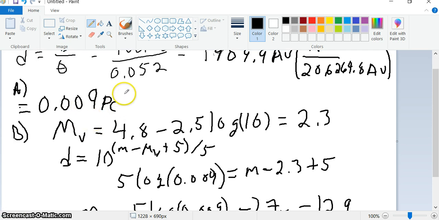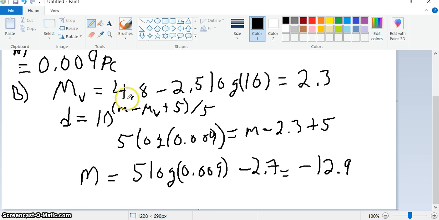I'm going to finish this one up quickly. So we figured out the distance would be 0.009 parsec, and then they say figure out the apparent magnitude. So we have to figure out the absolute magnitude: the absolute magnitude of the sun minus 2.5 times the log of 10, because it turned out to be 10 times. When you do all this, you get an apparent magnitude of negative 12.9. That's like the brightness of the full moon. So this thing would be extremely bright because it would have to be this close to us.